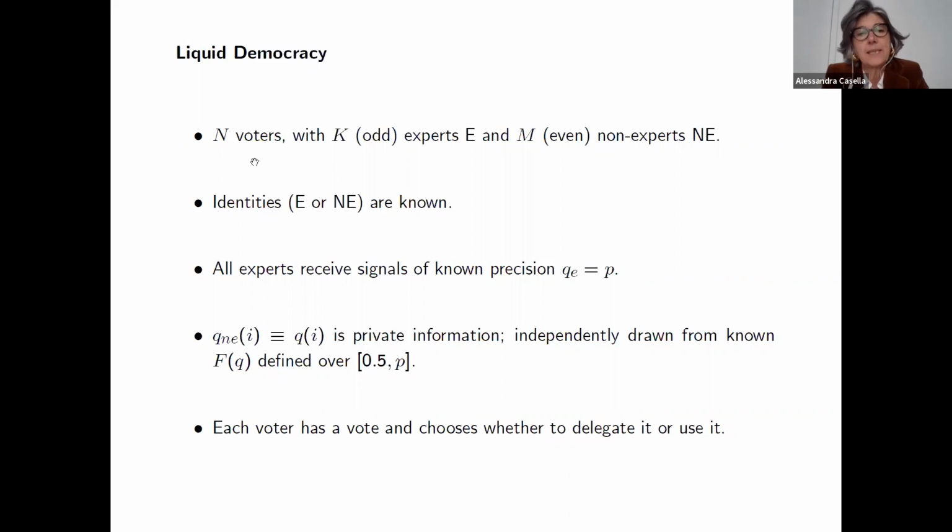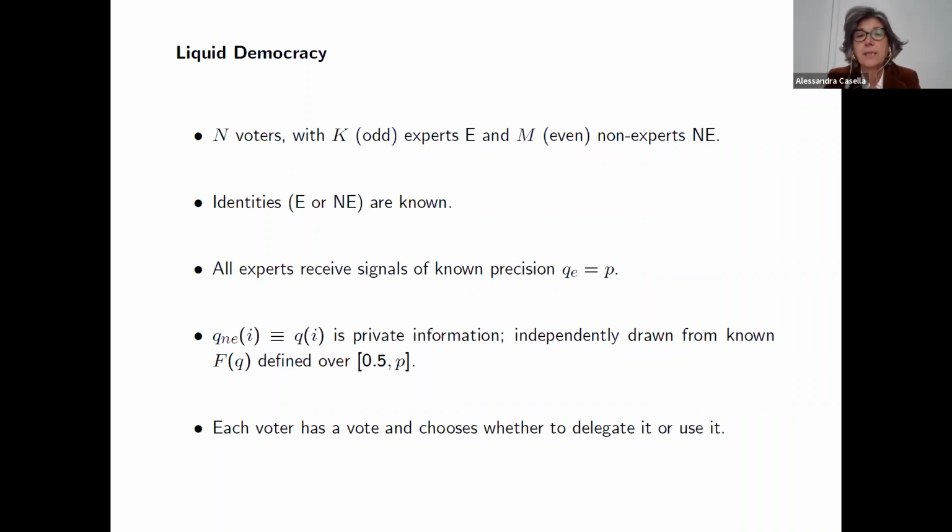Now imagine that these n voters are distinguished in two types. There are experts, big E, and there are non-experts. There are K experts and there are M non-experts. The identity, whether you are an expert or not, is known. So again, we abstract from the problem of identifying the experts correctly.